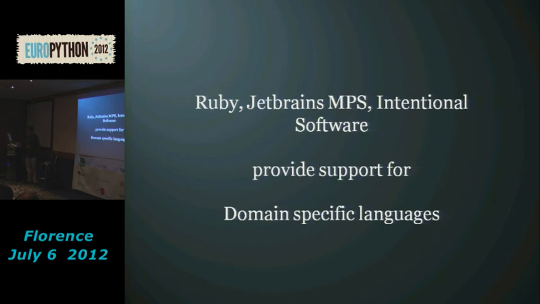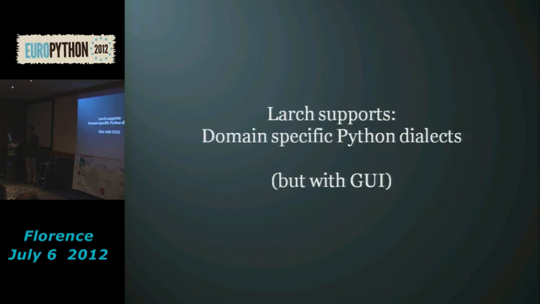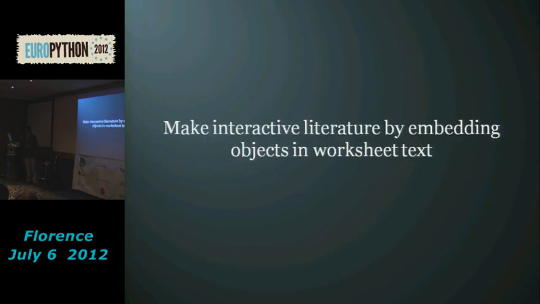You might have heard of how Ruby is used for developing domain-specific languages, and JetBrains MPS and Intentional Software's domain workbench are similar, and that's for DSLs. What Larch does is domain-specific Python, and you kind of saw that with the unit testing. That was a little customized version of Python, just for unit testing, but with a GUI.